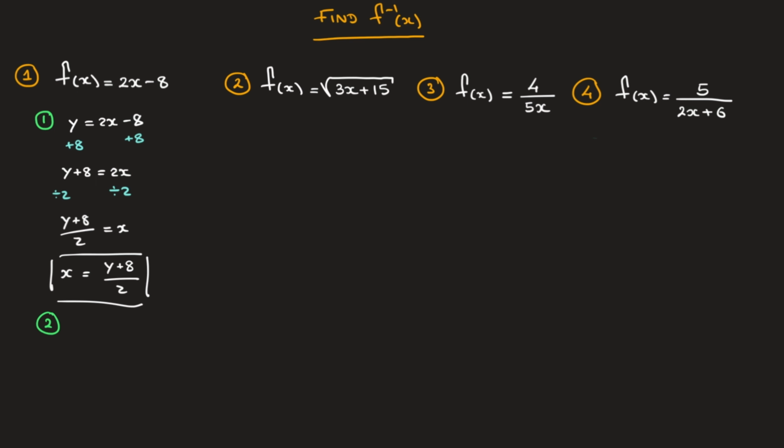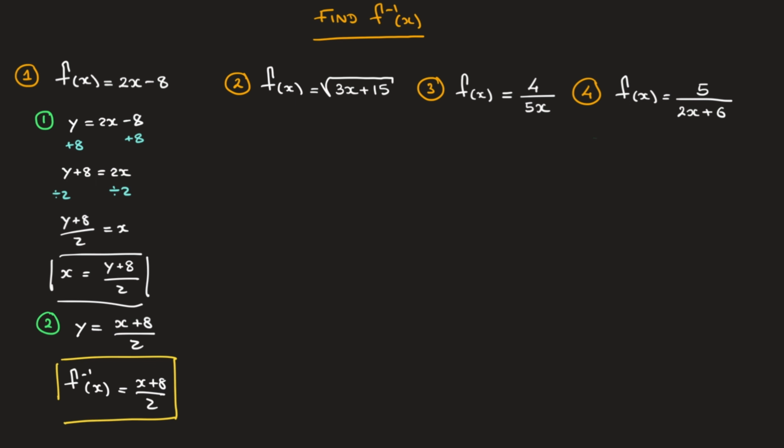Step 2, I swap the x and the y in this boxed expression. That is, I rewrite this as y equals (x plus 8) over 2. Finally, using this result, I define the inverse function. And that would be inverse of f equals (x plus 8) over 2. And we're done. We found this function's inverse. I move on to the second example.